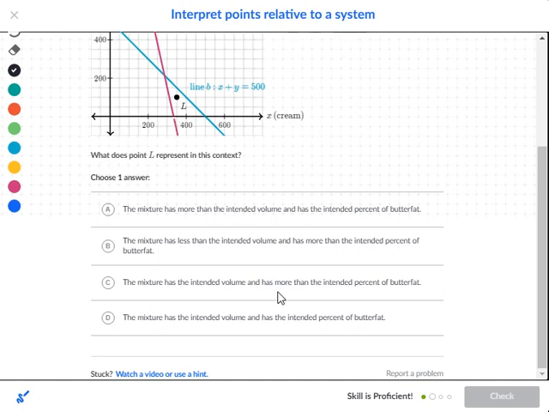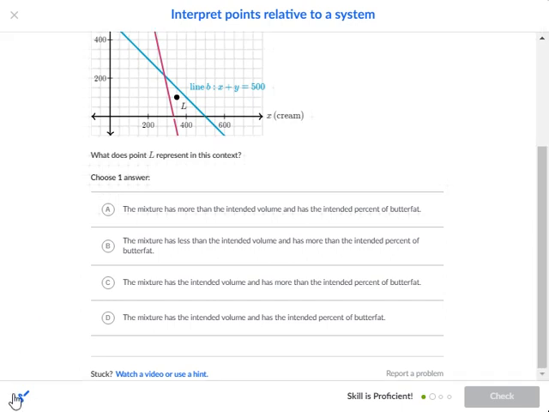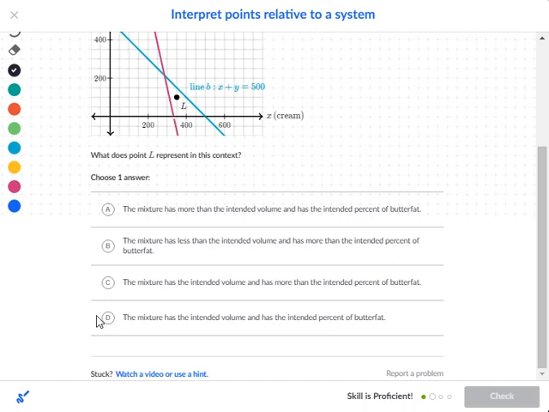The mixture has the intended volume and has more than the intended percent of butterfat. Okay, and D, the mixture has the intended volume and intended percent. No, because what they're talking about on D is exactly where they meet. So D would be out.